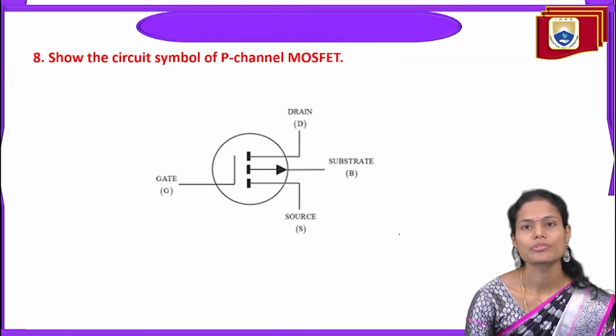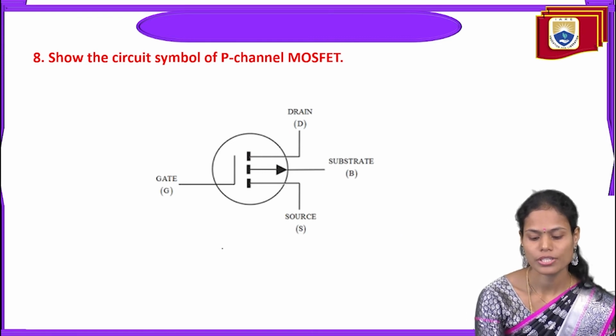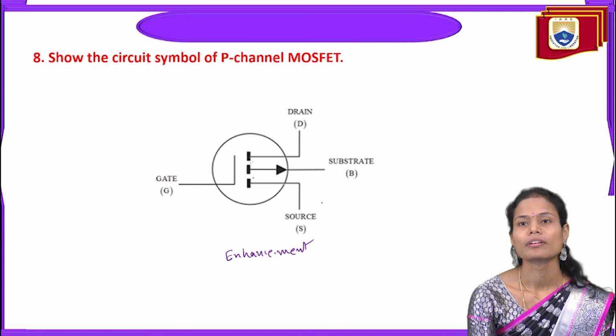And next, show the circuit symbol of P-channel MOSFET. So this is the P-channel MOSFET symbol in the case of enhancement type. Why? Because there is a gap between the drain and source.